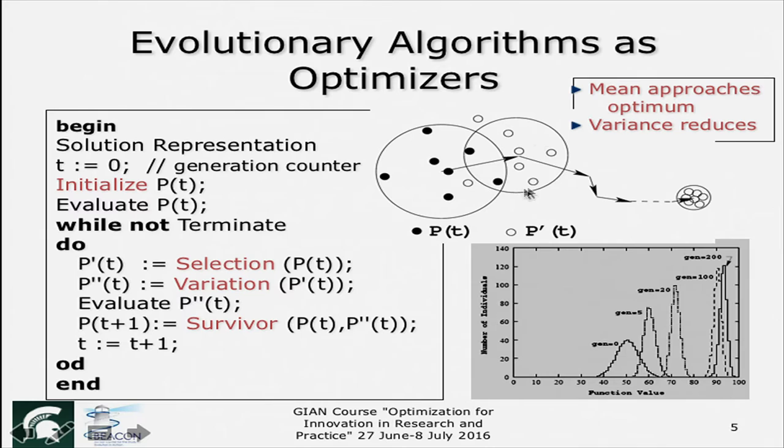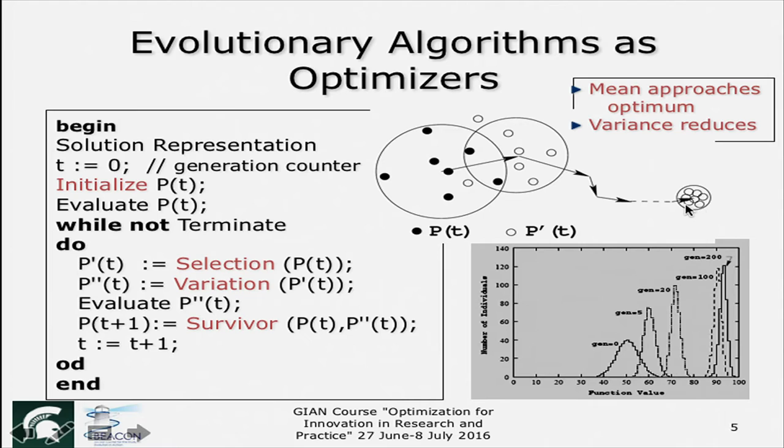Then you increment the counter, T plus 1, and go into the loop. Now, this set becomes PT. So you start here, select from it now the better solutions. That becomes your P dash T. Then again, create a new offspring population, evaluate, compare, and this is how it goes.